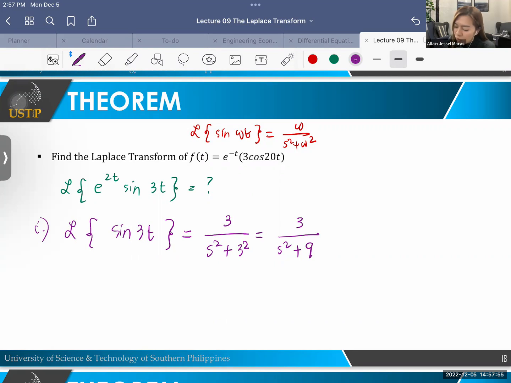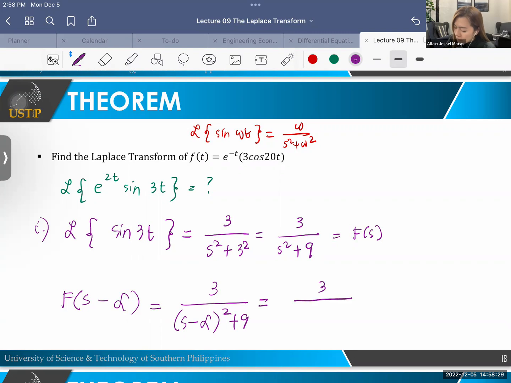Pero we need the Laplace transform of this one. And based from the theorem that we have learned, all we have to do is, this is f of s, ha. Nindot magkabalo ka nga mao ni imong f of s. So that imong f of s minus alpha is just, sige, asa man? Minus itong two. Puliha ni, is just 3 over, tanang s nimo mahimong s minus alpha squared plus 9. Pero unsa man atong alpha? 2. So that is s minus 2 squared plus 9.